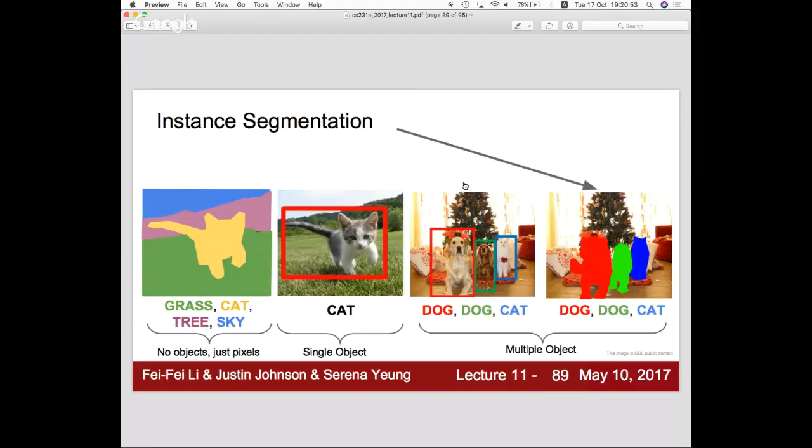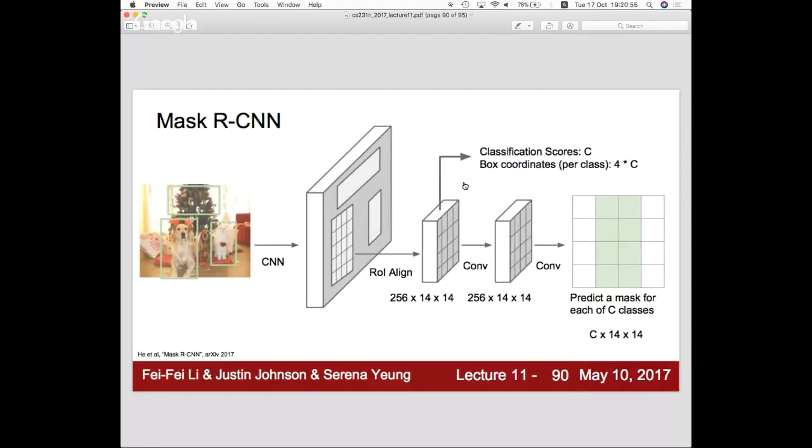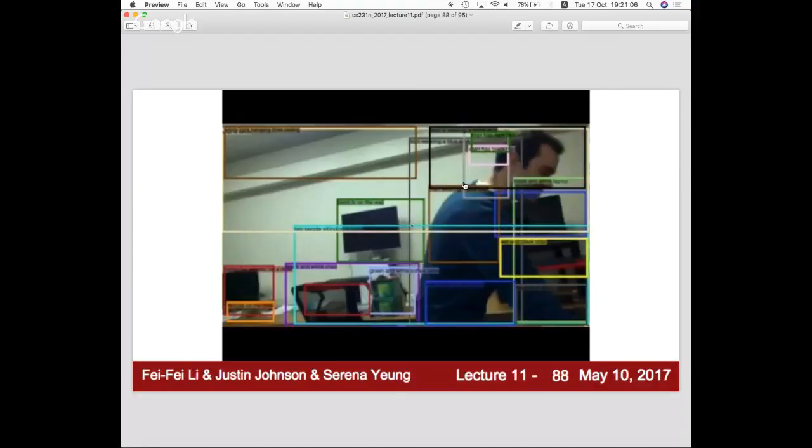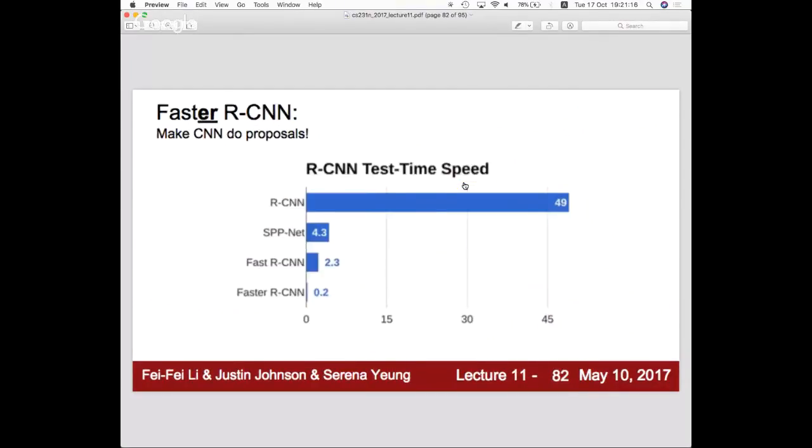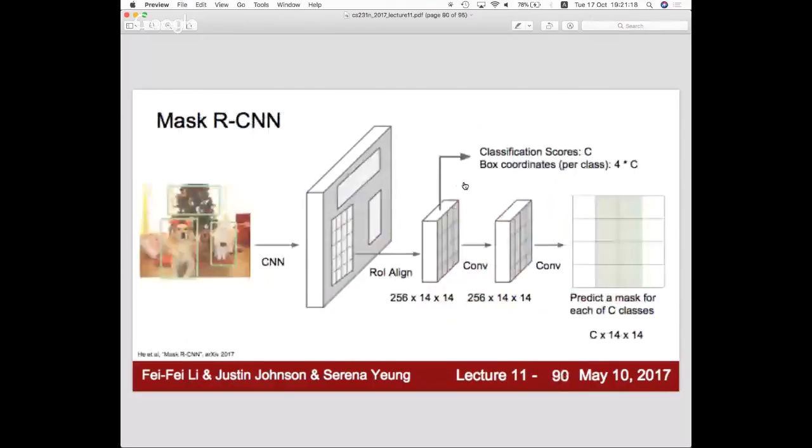the object. So for instance segmentation, the researchers used what is called Mask R-CNN. Basically, the idea is simple. It's just Faster R-CNN. Previously, we saw that in Faster R-CNN you have two separate losses, classification loss and bounding box regression loss. So in Mask R-CNN, you just add a new output. This one is the usual Faster R-CNN, and you add a new branch.